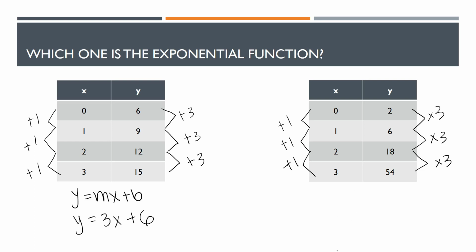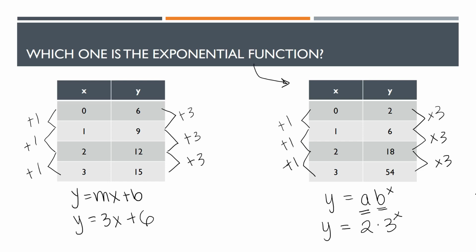Our second table is the exponential function. In an exponential function, remember, it's written as y equals a b to the x, and our value of b, our base, is the number that we multiply by each time, and so here we're multiplying by 3 each time. a is the y value of our y-intercept, so I'm going to write the equation y equals 2 times 3 to the x.